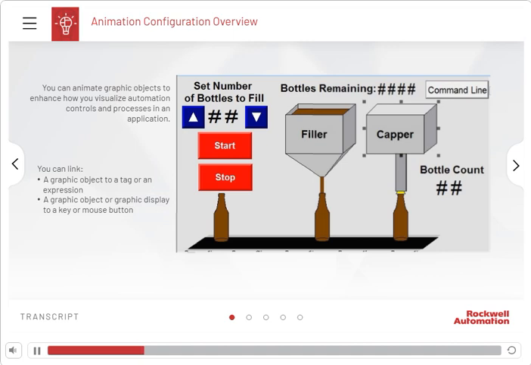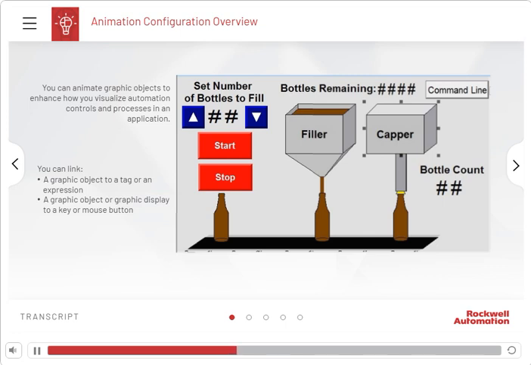You can link a graphic object or graphic display to a key or mouse button to let an operator perform an action by pressing the key or mouse button. You can assign multiple animations to the same graphic object. To animate FactoryTalk View objects in a graphic display, create the objects first, and then apply animation to them.